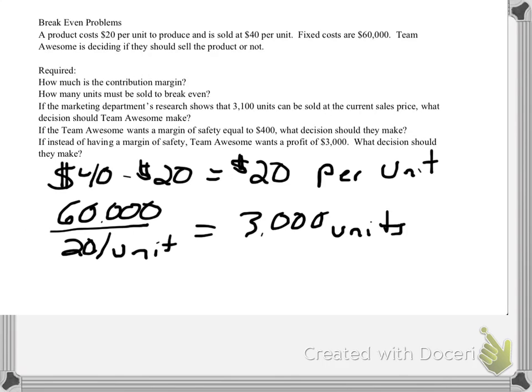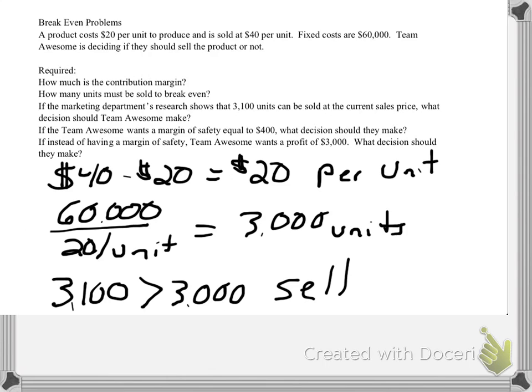And you're asked what would happen if the marketing research shows that 3,100 units can be sold at the current sales price. You end up with 3,100, and that is greater than the 3,000 break-even items that you have. So the decision should be go ahead and sell.